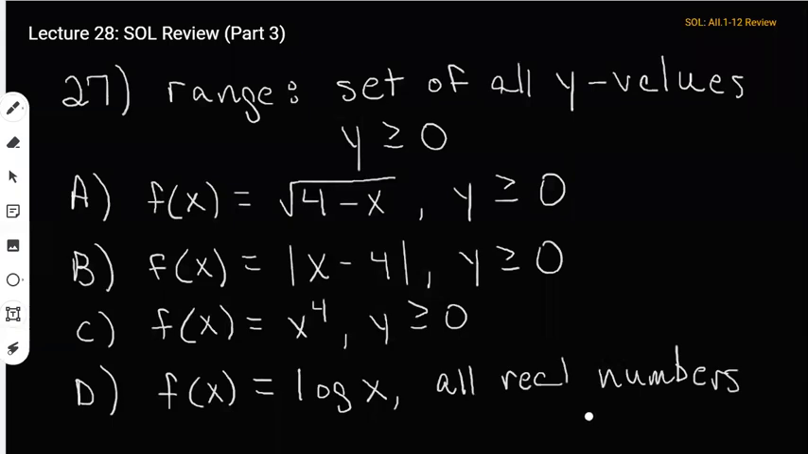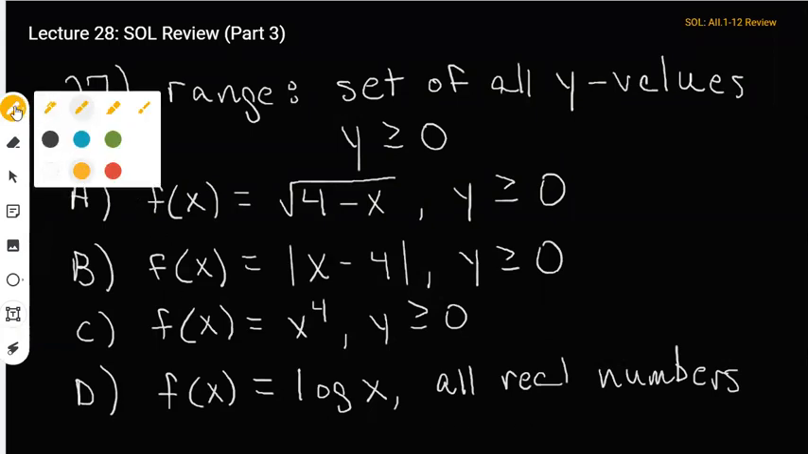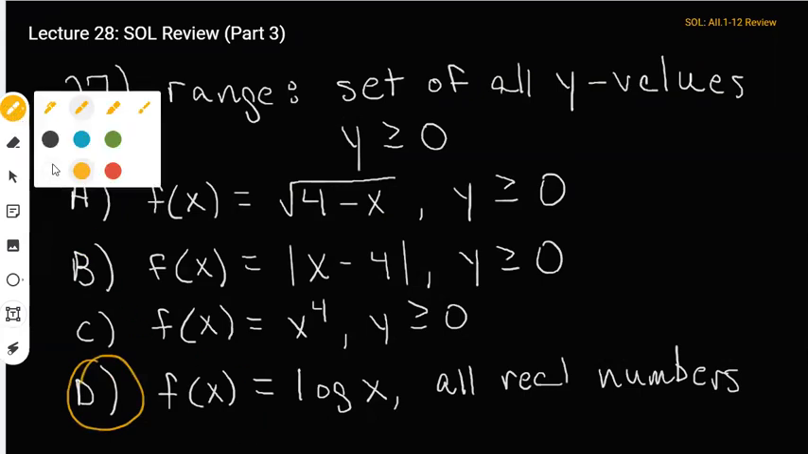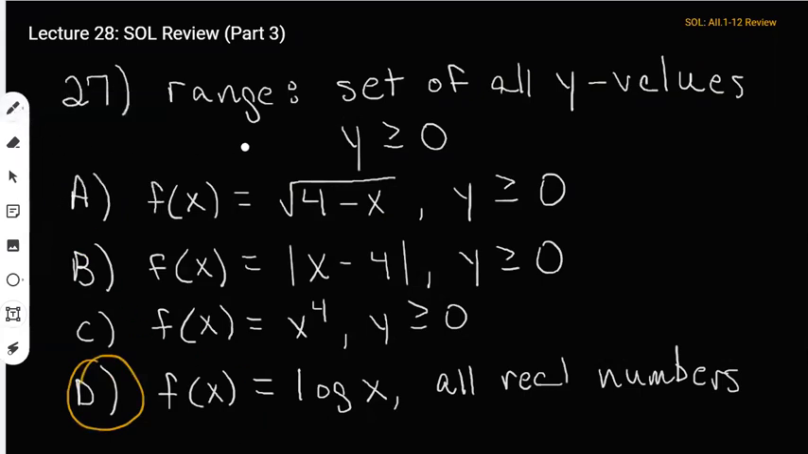So I think the question asks which one does not have a range of y is greater than or equal to 0. So it's going to be D, obviously. That's the only one where the range is different.